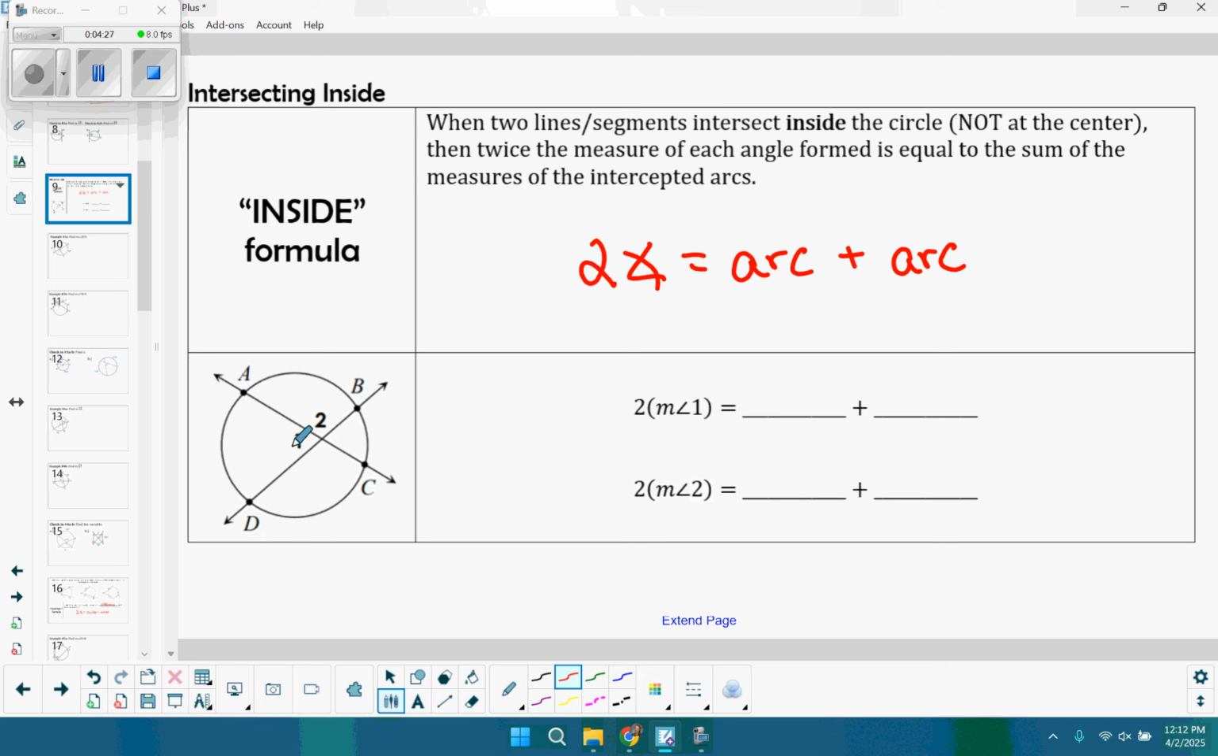So 2 times angle 1 would match up with these 2 arcs, arc AD and BC. But if we're talking about angle 2, we would talk about these arcs. So that would be arc AB and arc DC. So we have to make sure that the angle lines up with the arcs that we are using.